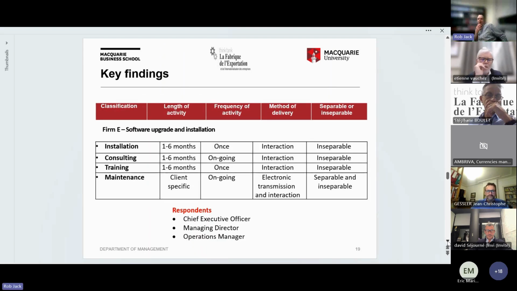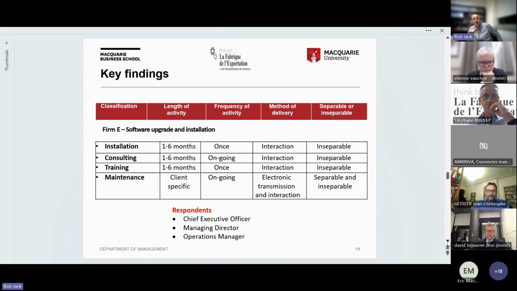And the final firm, again, would be classified in the service domain. It's software upgrade and installation. And you can see, again, a number of significant additional service activities that they define. Again, they're quite specific about the length of these activities and also quite specific about the frequency of them and how interactive they are and whether they're separable and inseparable.